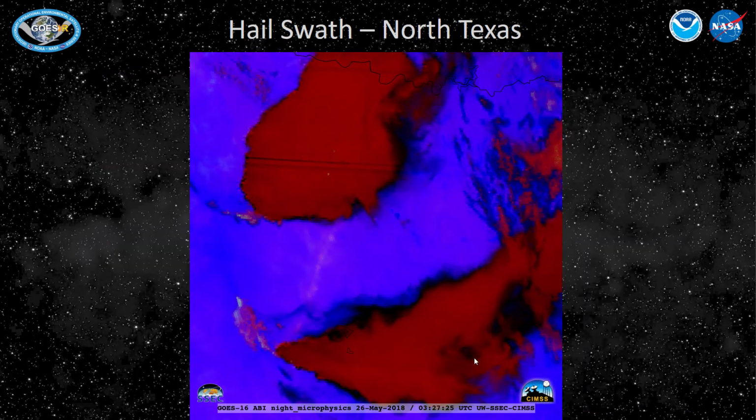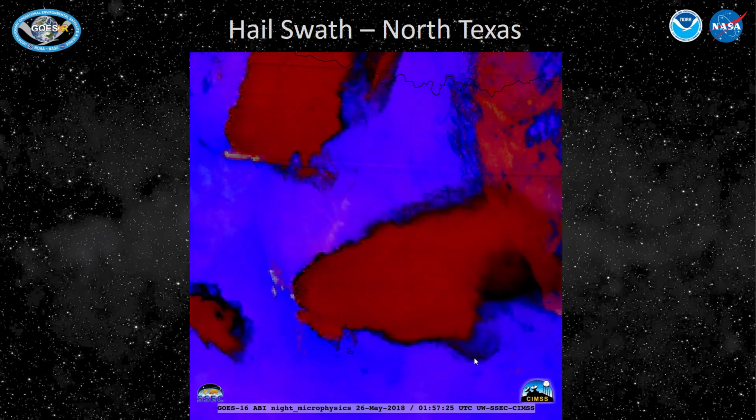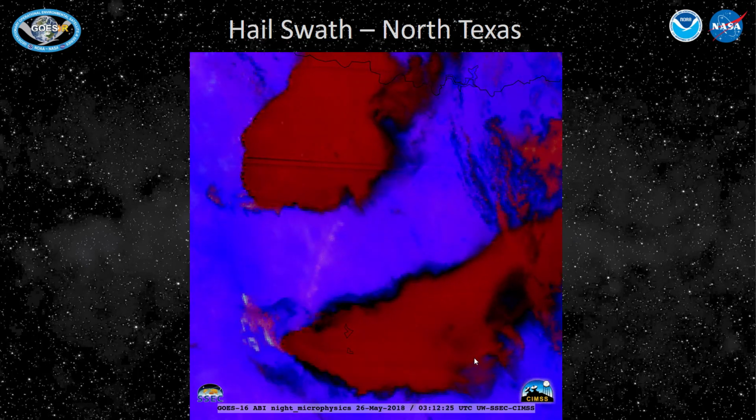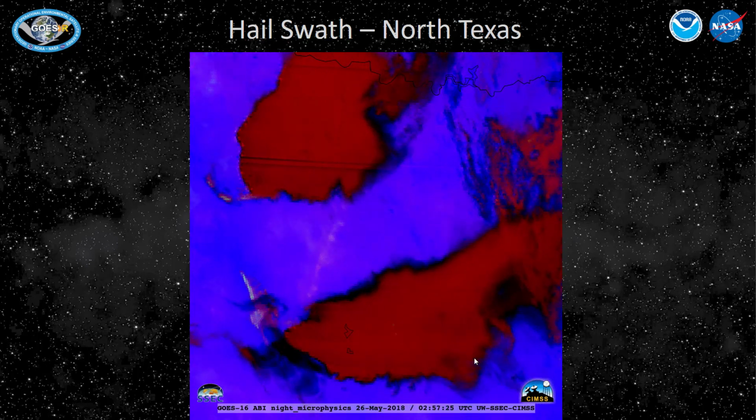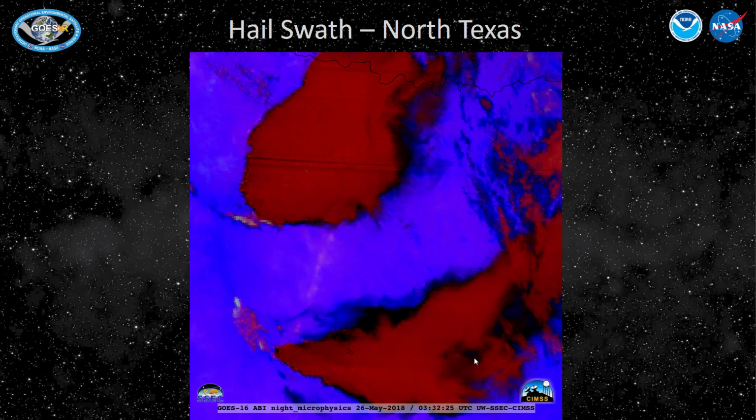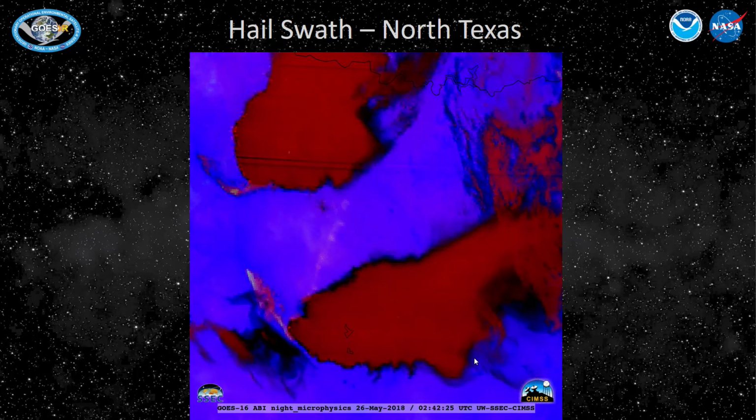Here's an animation of the nighttime microphysics RGB, and the hail swath was apparent in a gap between two southward moving convective clusters. Low-level outflow boundaries produced by each of the two thunderstorms are also apparent.